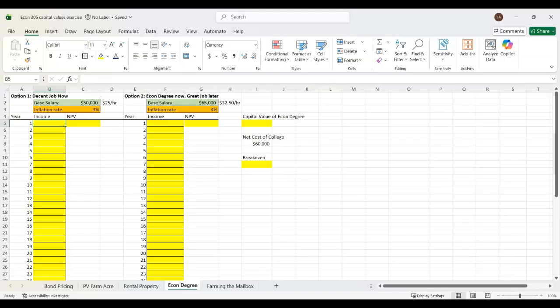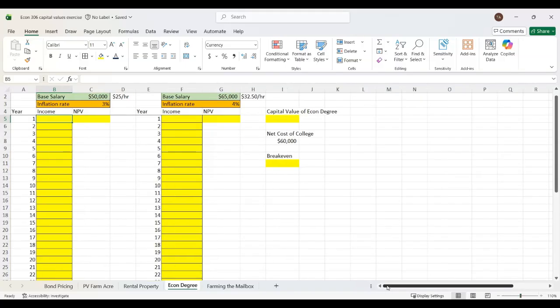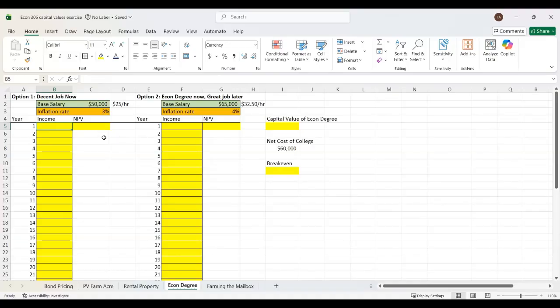Okay, moving along. I've got one for you guys for thinking about human capital investment. And I don't know if this is totally realistic.